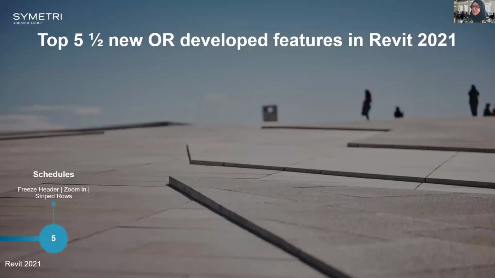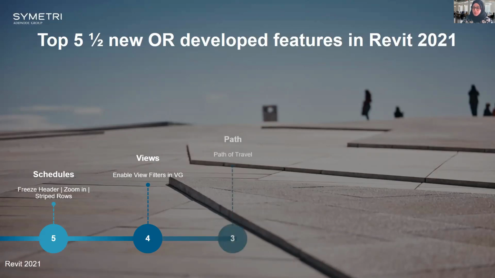Okay, so in terms of what we've been through, summary: at number 5, we had schedules, so you can freeze the header, zoom in, and stripe rows. At number 4, we had views, so you can enable view filters and visibility graphics rather than switching them off. We have a developed path of travel, so you can now adjust the path that's automated.